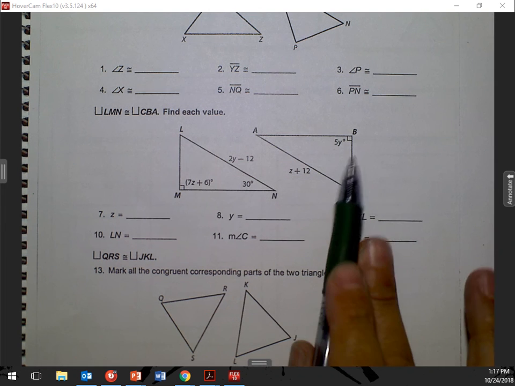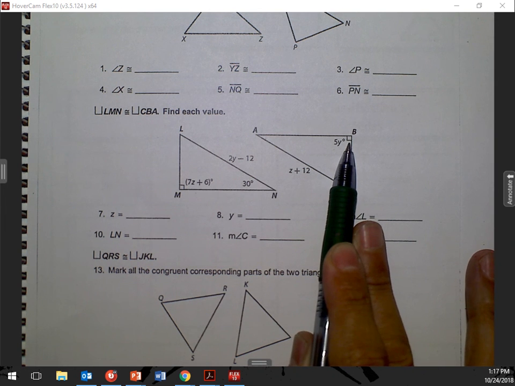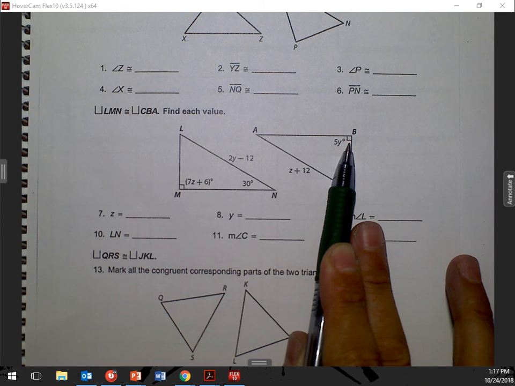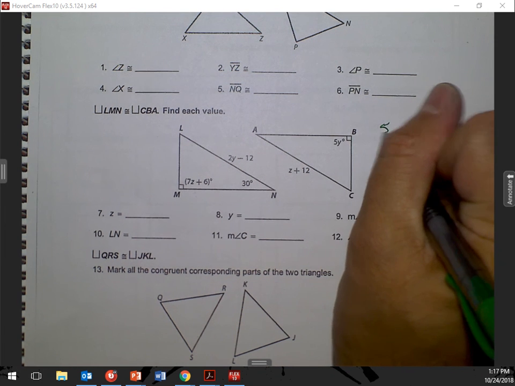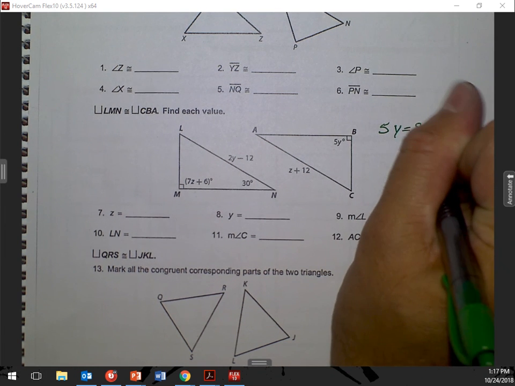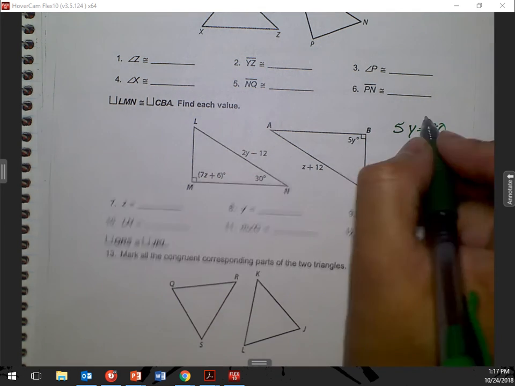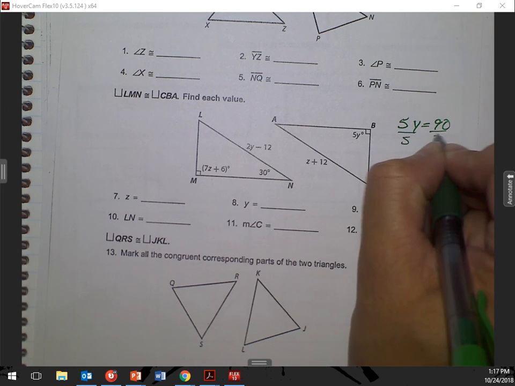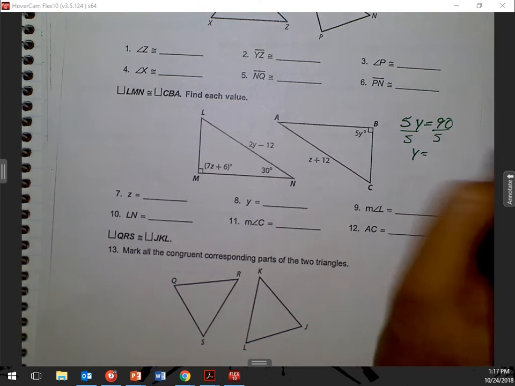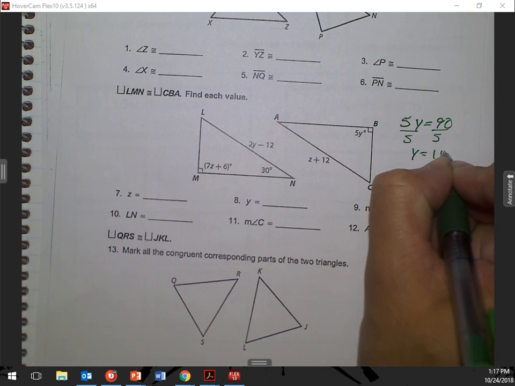Okay, so B, there's a box right here on B. That's 90 degrees, right? So I'm going to use a little bit of algebra here. I'm going to say that 5y equals 90, right? And to get y by itself, you would do what? Divide by 5. Y is 18. There we go.